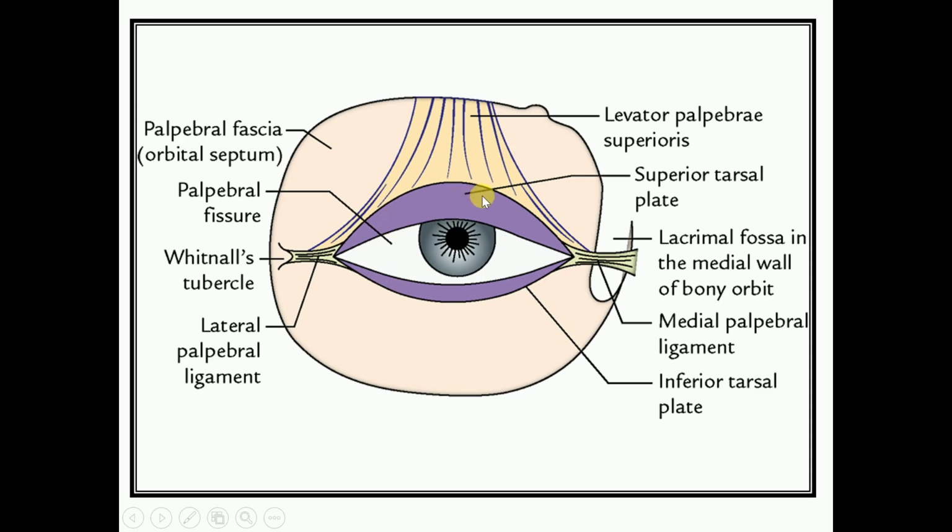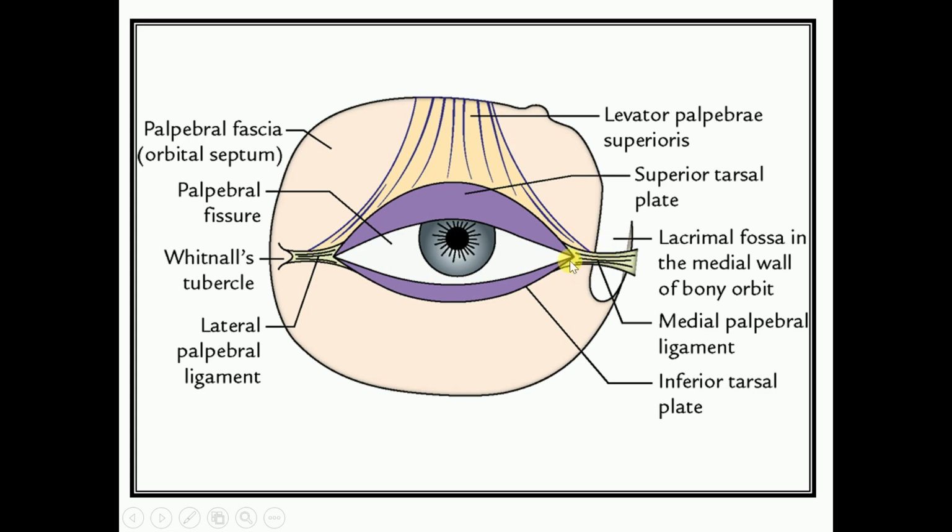Here the upper eyelid covers about one fifth of the cornea. This is the pupil, iris, cornea, and sclera. Now on its side, this palpebral fascia or orbital septum also becomes thickened near the medial angle and near the lateral angle of the eyeball. That forms the medial as well as lateral palpebral ligament.